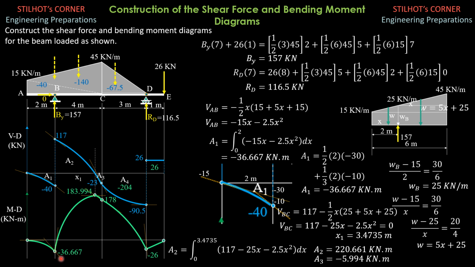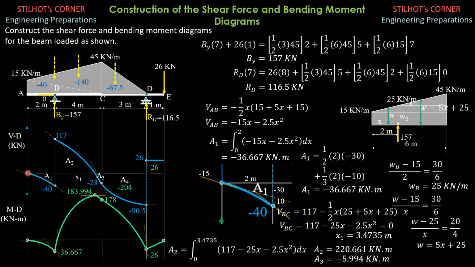So to continue, we have 0 initially moment to negative 36.667, area 1. So the initial tangent is horizontal because the ordinate here is 0. The tangent here is negative 40. Joining these points, this is negative 36.67, area 1, with a smooth curve, so that's the shape of the curve.